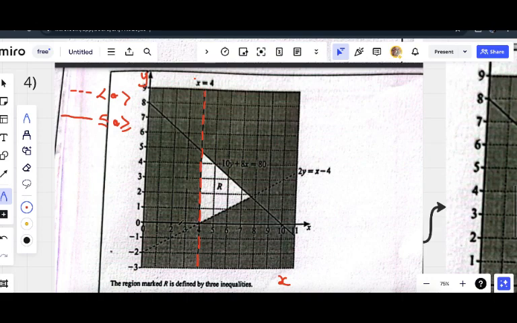Look at the x-axis: 0, 1, 2, 3, 4, 5, 6, 7, 8. These are the numbers on the x-axis. So if we draw a vertical line, the line cuts across the x-axis. If you draw a horizontal line, the horizontal line will pass through the y-axis. So this line is on the x-axis.